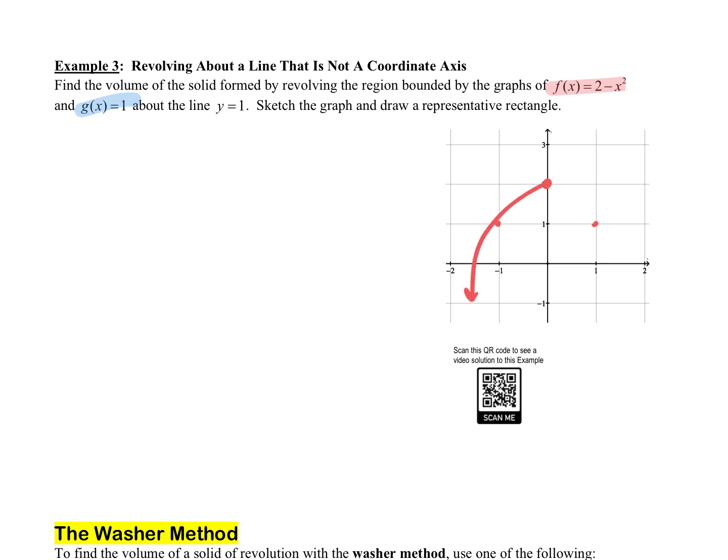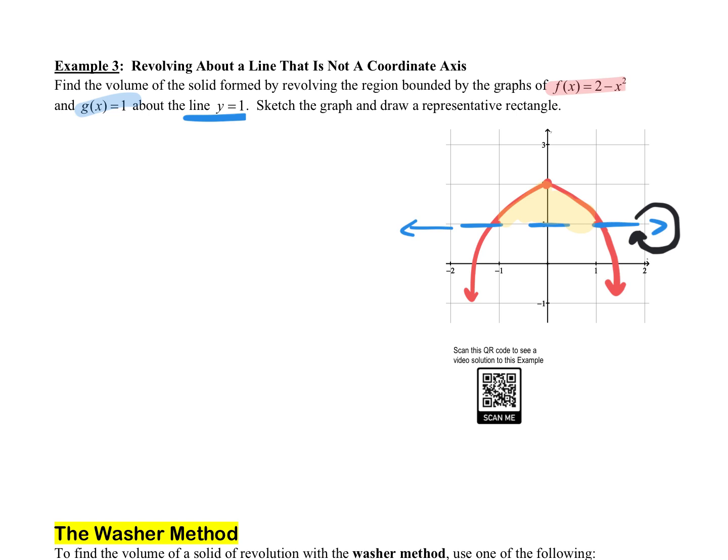And then g of x equals 1. I do that one as a dashed line as well because that's also the line that we are going to be rotating around. Okay, so I'm rotating around that blue line. The region that is bounded by the red curve and the blue curve. So that region bounded would be this thing, this thing inside here. That's what I'm rotating.